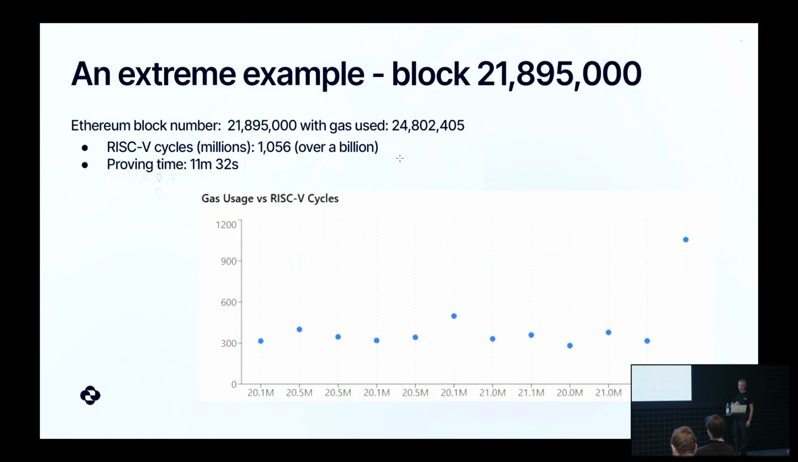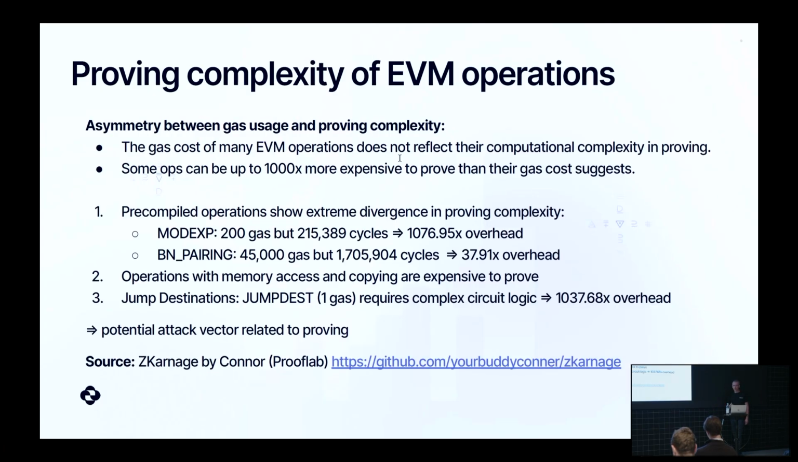This is an extreme example, a block around 24 million gas. And on the plotted chart, you see other blocks which are around 20, 21, 22 million gas. Most of them fall in the 400-500 million cycle range, while this one is over 1 billion cycles. The reason for this type of asymmetry is that the proving complexity of different operations is very different.